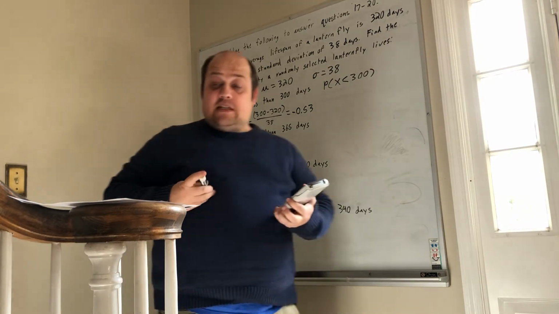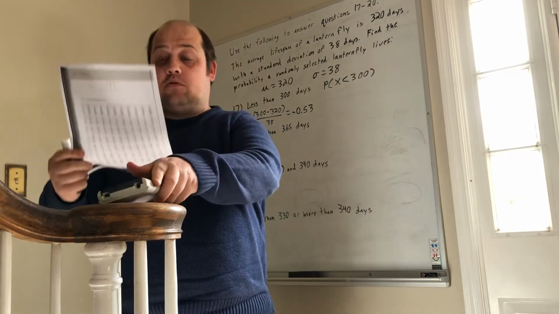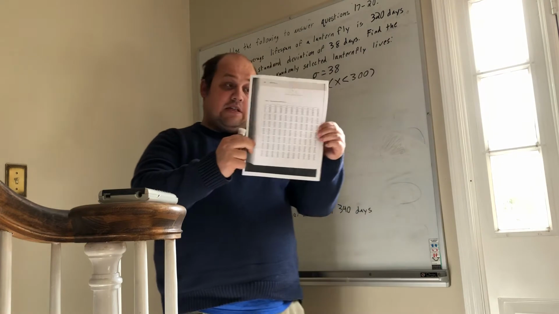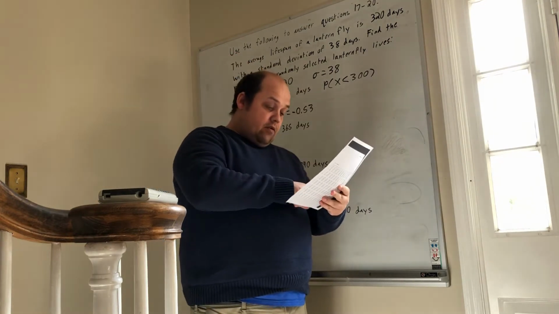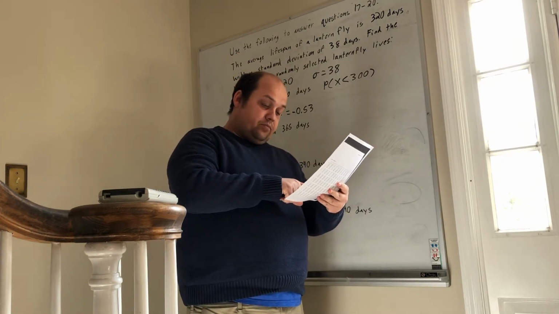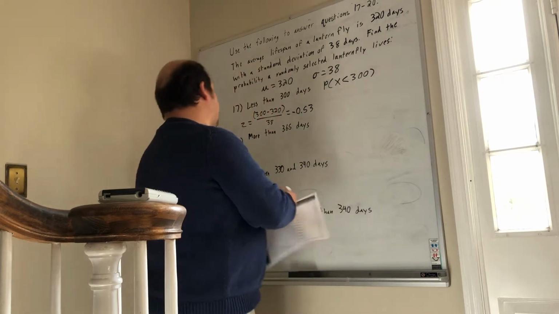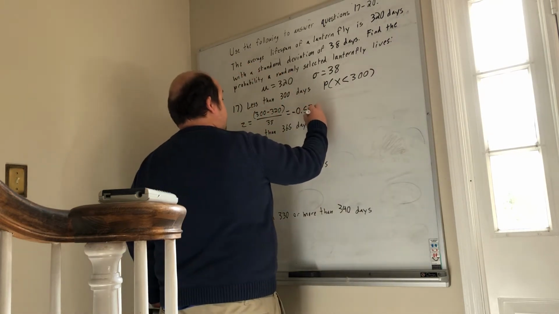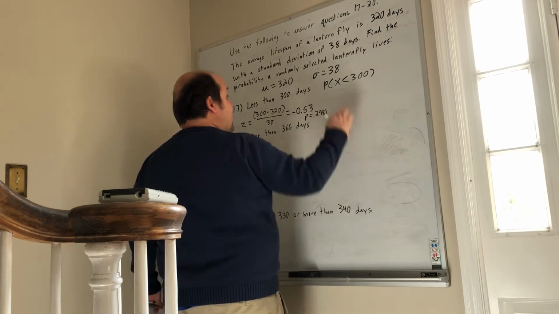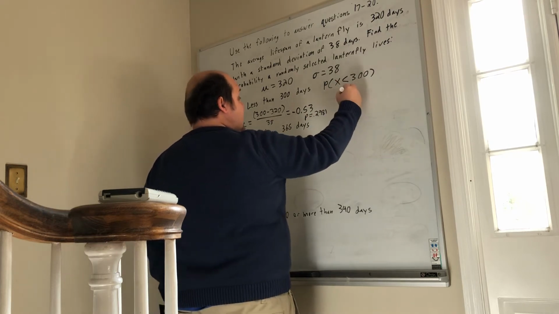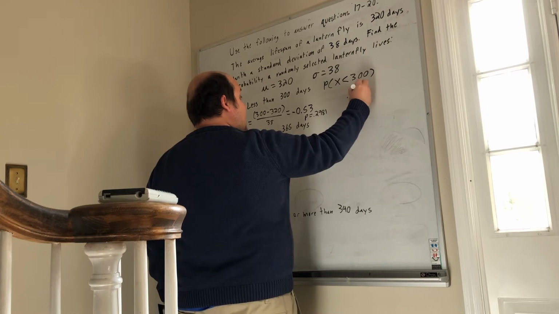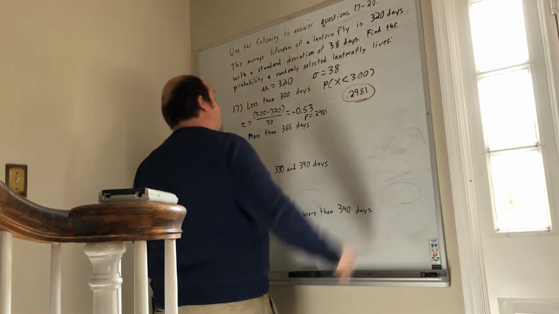Now that I have a z-score, I need to go to my table, make sure I'm on the negative side. Negative 0.53 points me to a p-value of 0.2981. Because it's a less than question, this is the correct answer. I don't have to change it.